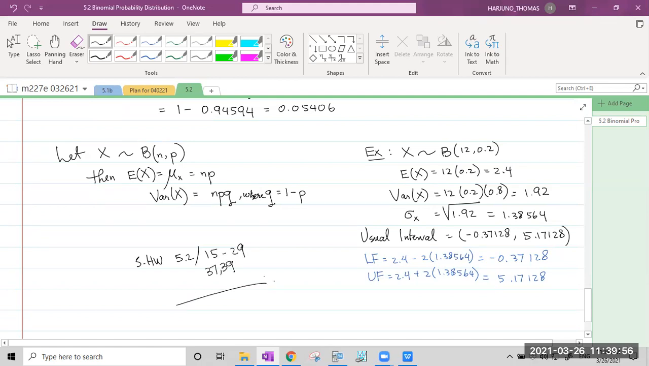Okay, now that's the end of our 5.2. After the break, we will work on Poisson distribution. So let's take a break, a long break this time, until we come back at 12:10, like 30 minutes from now.